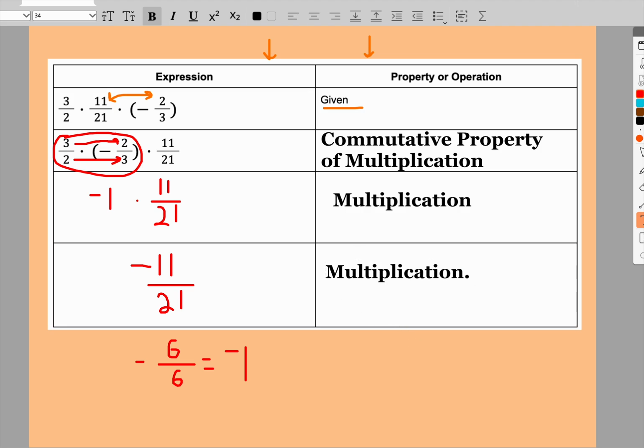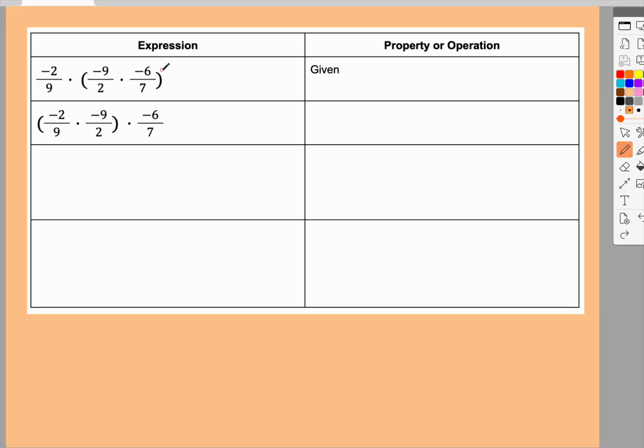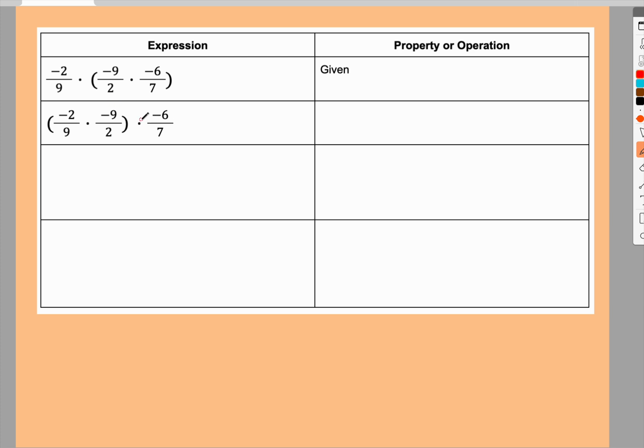Let's check out one more example like this. Now I've got this one, negative 2/9 times negative 9/2 times negative 6/7. So what changed here? I'm noticing that we did not flip the order of things, but I am noticing that these brackets changed positions. So because we're just multiplying, we can do this.